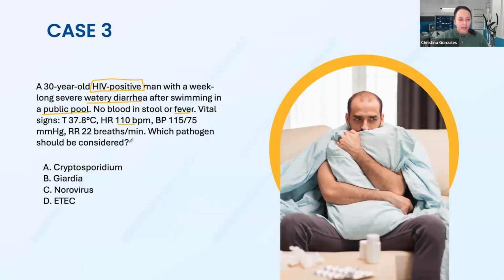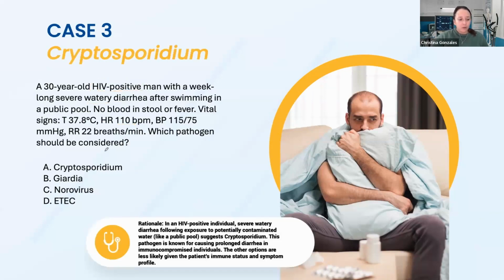So what pathogen? Now, even if we just stuck with the HIV positive thing, one is jumping out the page at me. So I'll give you a second to think about what you think the correct answer is. Good. If you said cryptosporidium, it is an infection that tends to happen in HIV positive individuals. The fact that he was in a public pool, it could be a contaminated water source. You have to look for these special types of infections in immunocompromised patients like HIV patients.